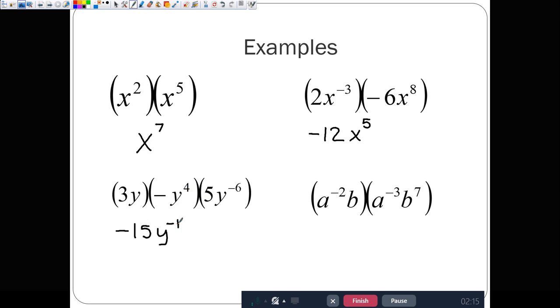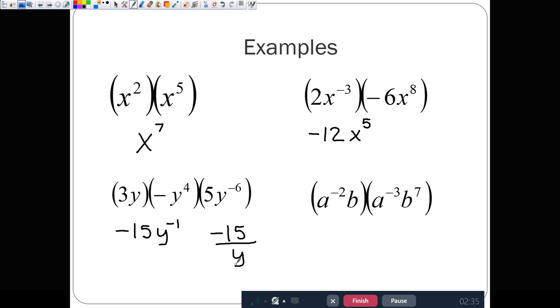Oh, we have a negative. Is the negative touching the negative 15? Is that negative 1 exponent touching that negative 15? No. So my negative 15 is going to remain on top. And my y is going to get moved to the bottom, and it's to the first power, so we do not write y to the first. Okay, we just write y.